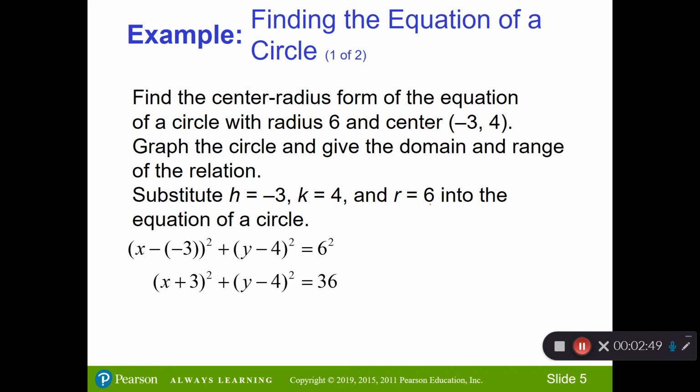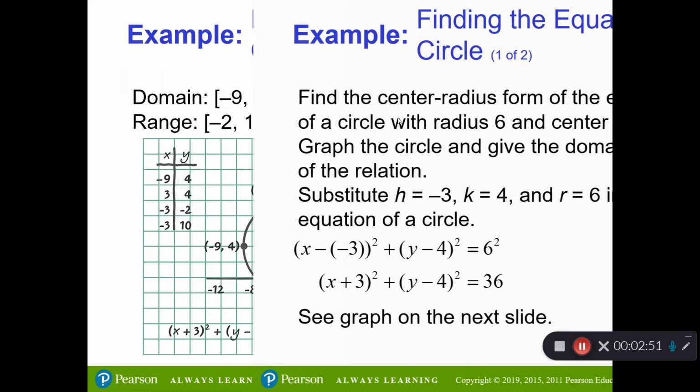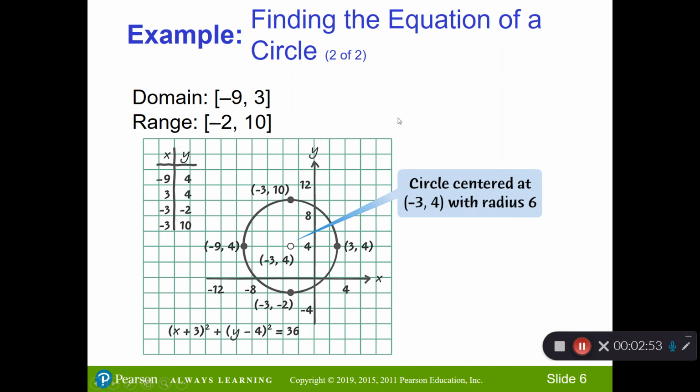So that's our equation. If we look at that, our center is at (-3, 4). So we go backwards 3, up 4, and that forms the center of our circle. Our radius was 6, so from this point I can count up 6, right 6, down 6, left 6, and then draw a perfect circle through those 4 points, and that forms the graph. Notice that the graph is in black. The center is not actually part of the graph.